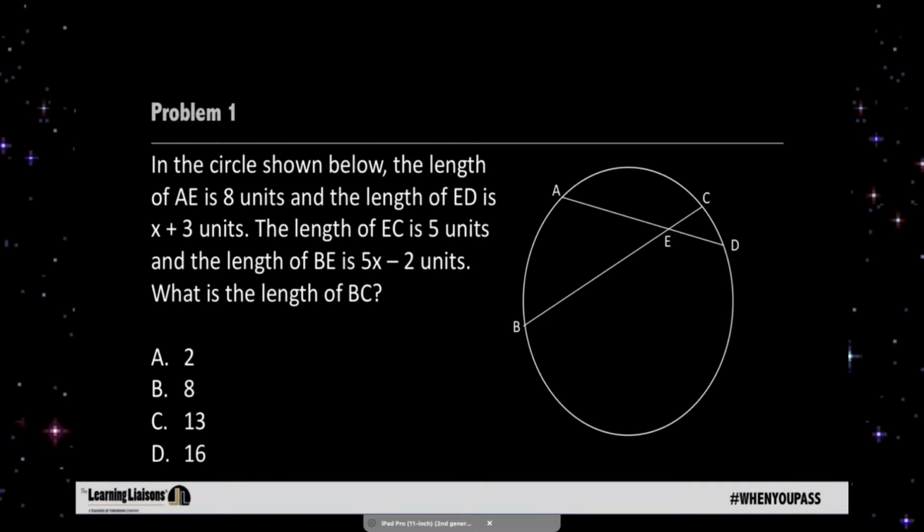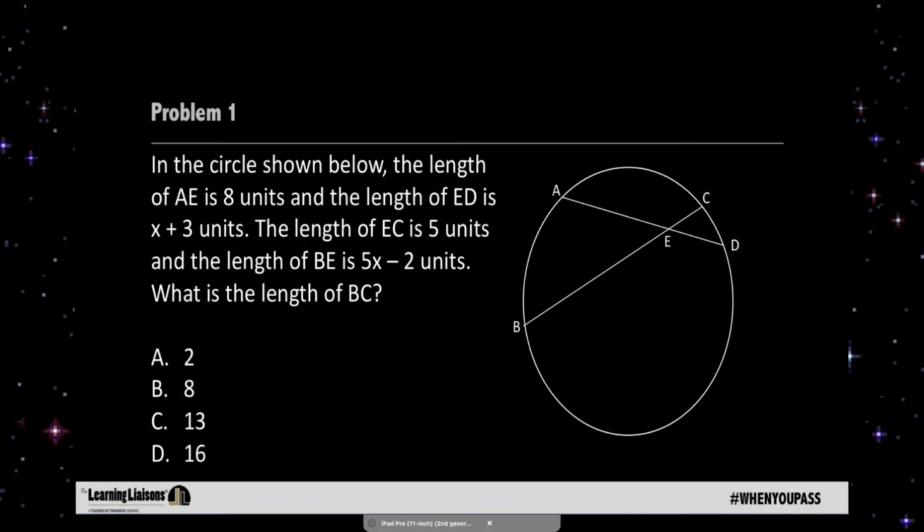In the circle shown below, the length of AE is 8 units, and the length of ED is x plus 3 units. The length of EC is 5 units, and the length of BE is 5x minus 2 units. What is the length of BC?